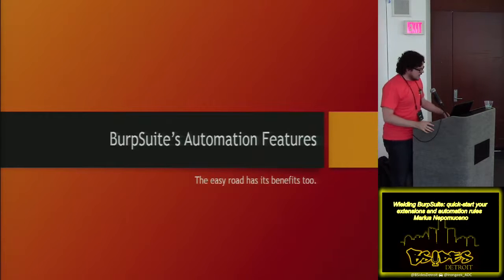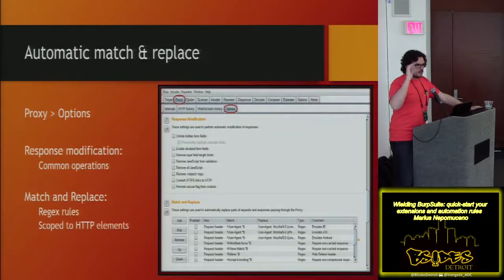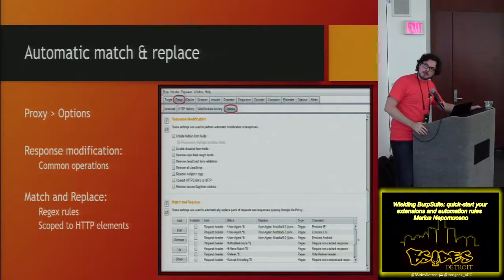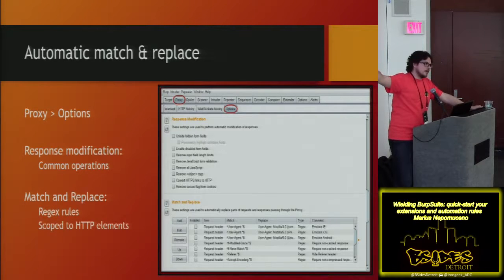All right, BurpSuite's automation features. You don't need extensions or anything to use these. These are all built in. You can just dive right in and see what they do. Under Proxy and then the Options sub-tab, you'll see two sections, response modification and match and replace. Response modification: any of those checkboxes will do what it says for every response that comes by. So, convert your HTTPS to HTTP, remove secure flag from cookies, remove all JavaScript. Depending on your test, you might want to do that for every single response that comes in.